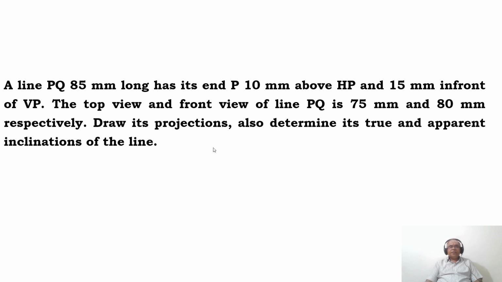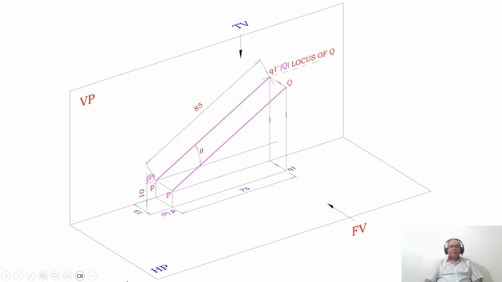So this is the problem. P is given 10 mm above HP and 15 mm in front of VP, and he has given the true length, which is PQ 85 mm, and he has given the top view, which is 75, and the front view is given to be 80. Draw its projections. Also determine its true and apparent inclinations of the line. So first we are going to consider the first one.